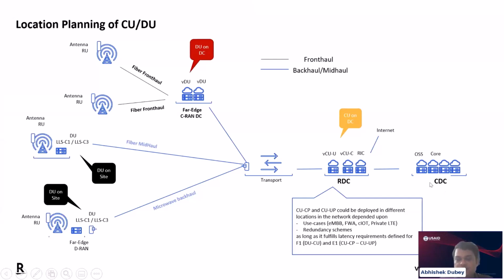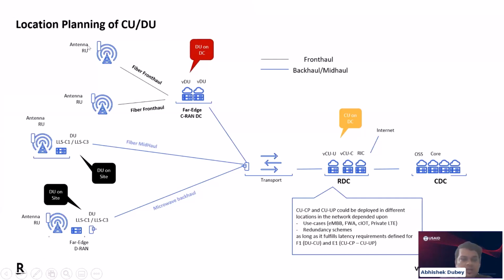This is the CDC. CDC is your centralized data center where usually you host your OSS and core instances. In the RDC, you will maybe have your vCU or RIC. The RIC is from Open RAN. Okay, so this you can have in the RDC. All right. Again, through the transport, you can plan different edge data centers, or you can have the DU on the site. So let's start with the first option where you have the DU in the data center. So this option. Okay.